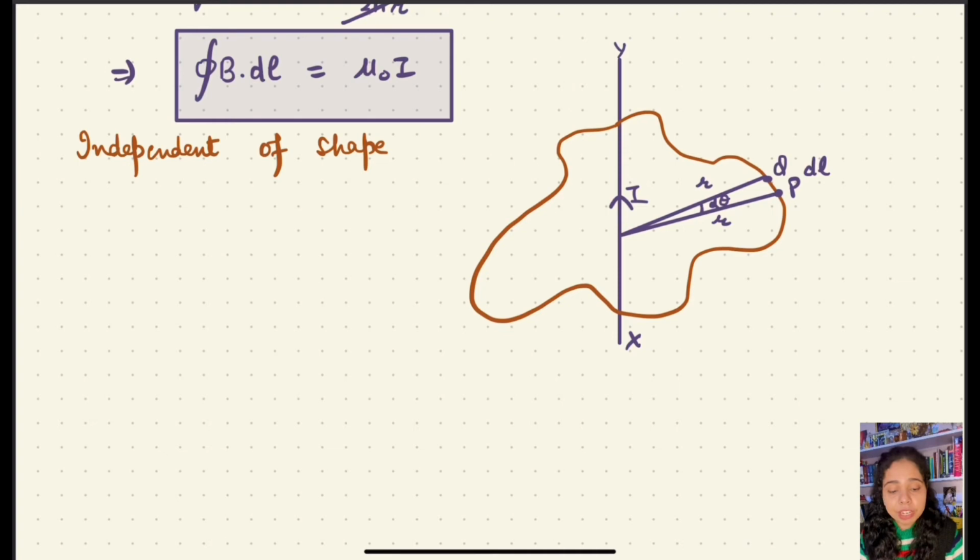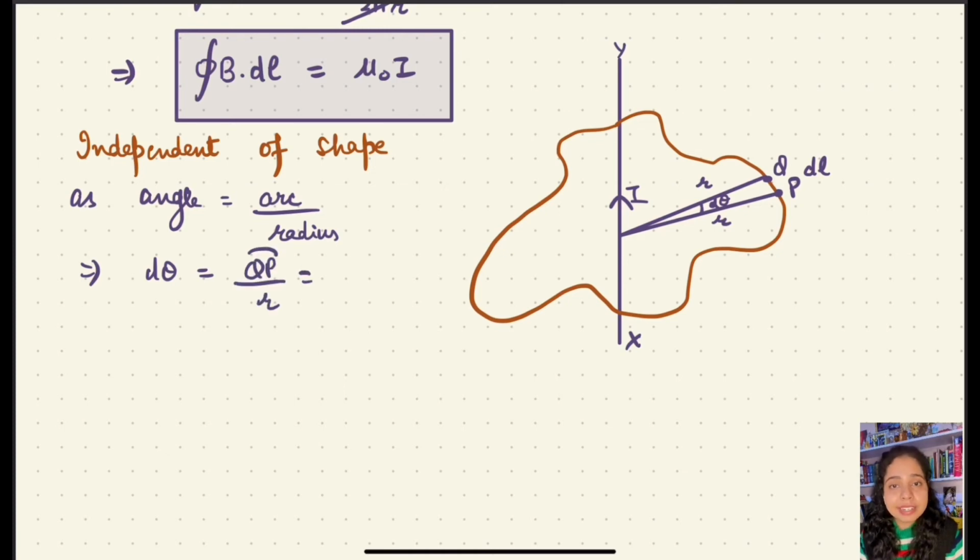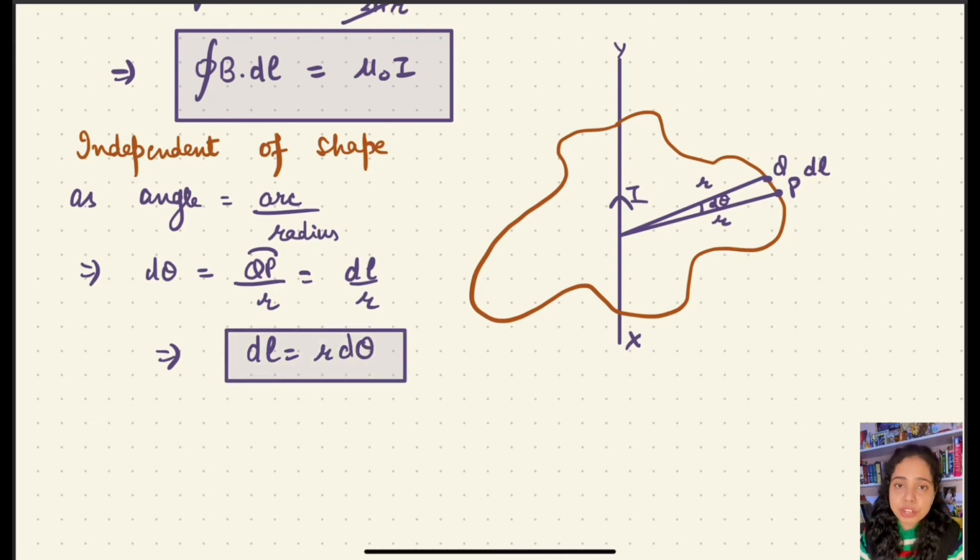So now we have this d theta angle over here, and we know from class 11th that angle is equal to arc upon radius. That is, PQ is an arc of length dl, d theta is the angle subtended at the center, and r is the distance of points P and Q both. So as angle is equal to arc upon radius, we have d theta is equal to dl upon r, and cross multiplying, we have dl is equal to r d theta. Let us mark this as equation number 1.